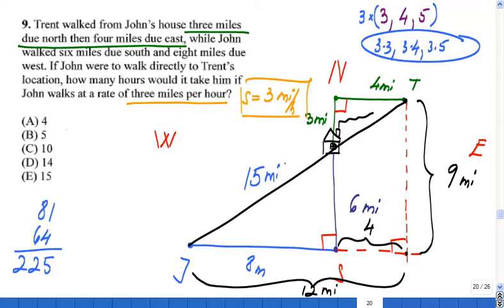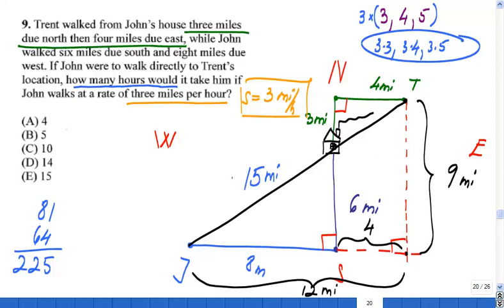Are you done? Well, you're not done, because the question of the problem is not how far away they are from each other. You may be prone to say 15 is the right answer, and you're going to be wrong, because the question for the problem is, if John were to walk directly to Trent's location, how many hours would it take him if John walks at the rate of 3 miles per hour?